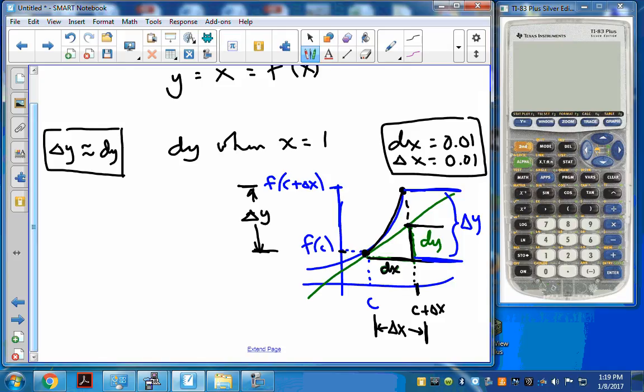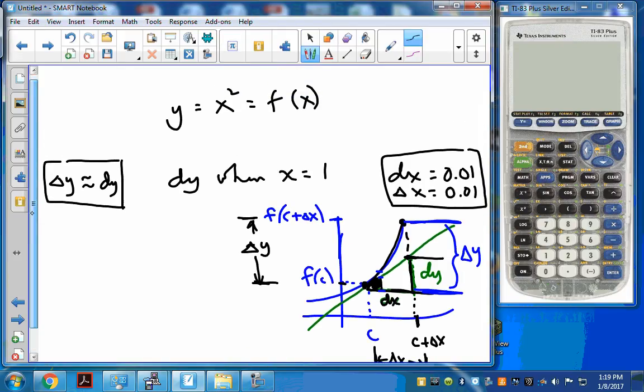Although as you get closer and closer to the point of tangency, imagine zooming in and looking at a little tiny piece down here. This triangle right here has a smaller dx and a smaller dy. And there, the change along the curve is almost the same as the change along the line, as you get close to the point of tangency. At any rate, let's go ahead and work this example. It says find dy when x is 1.